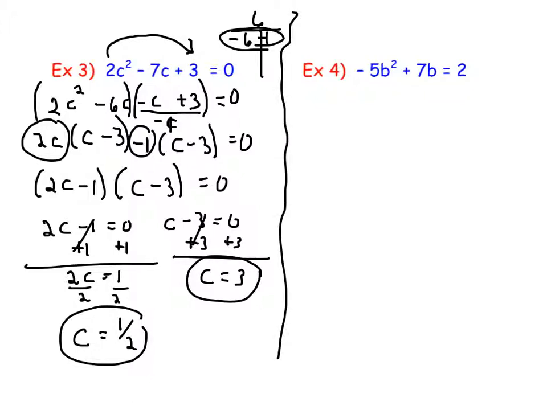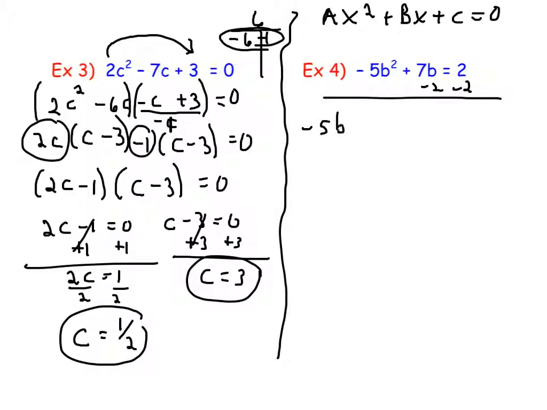Now, this one's a little bit different. You can see that you have some numbers, but there's no 0. And so what we need to do is get it into the standard form, which means I need it to look like this: ax squared plus bx plus c equals 0. That's standard form. So if I just subtract 2 from both sides, then I would end up with standard form, which is -5b squared plus 7b minus 2 equals 0.